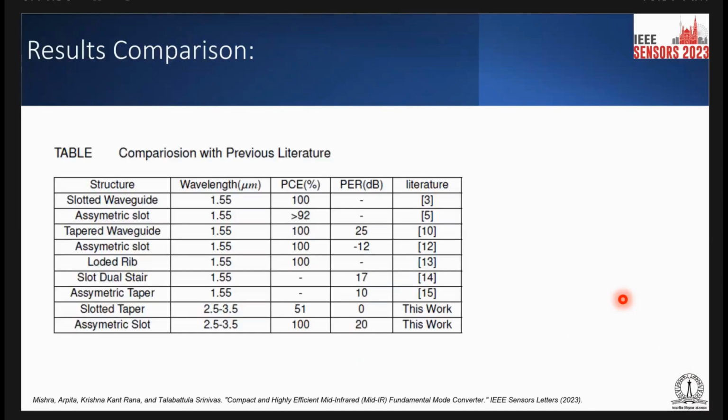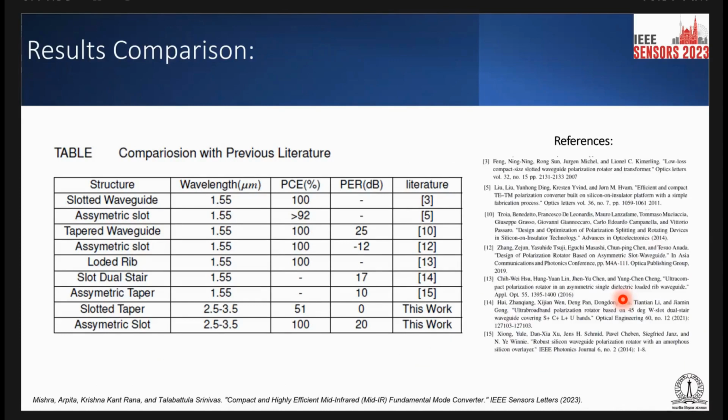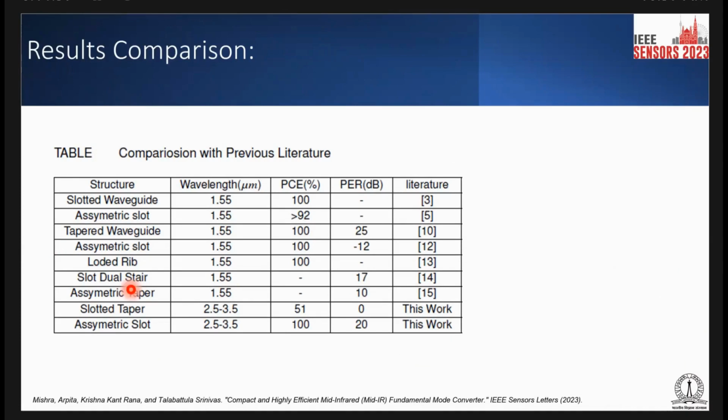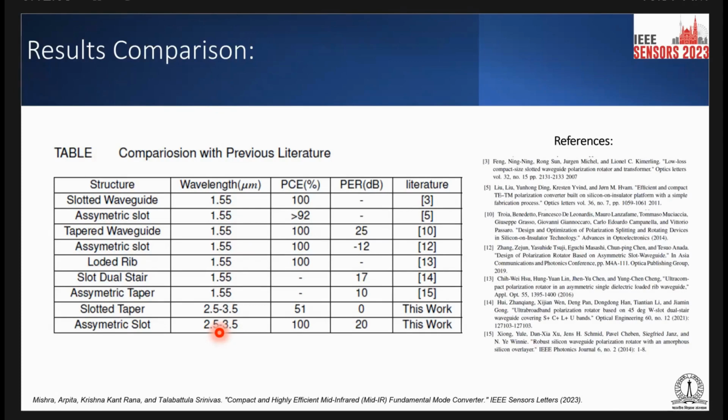These are some results compared with the earlier literature. Earlier, people have shown results for the wavelength of 1.55. In mid-IR we also have certain results, but those use 2D material, so I have not shown that here. Our work involves 2.5 to 3.5 micron, which is a broadband design, and these are the references which we have used.